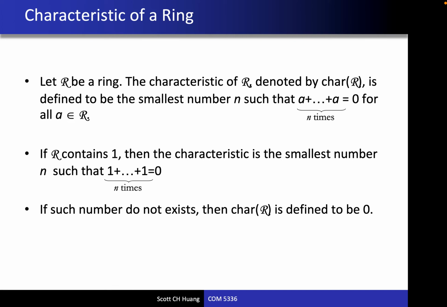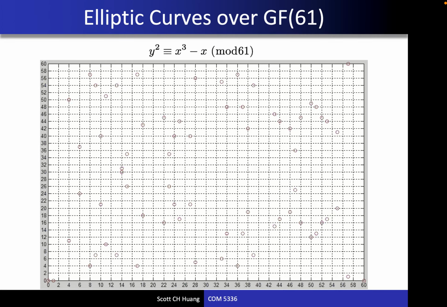So in short, let's take this field for example, GF61. So 61 is a prime number. We add 1, so 1 plus 1 is 2. And then 1 plus 1 plus 1 is 3. We keep going until we hit 61. So 61 mod 61 is 0. So 61 itself is the characteristic of this field, GF61.